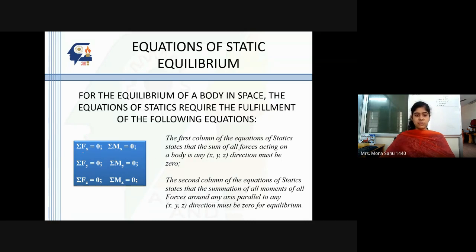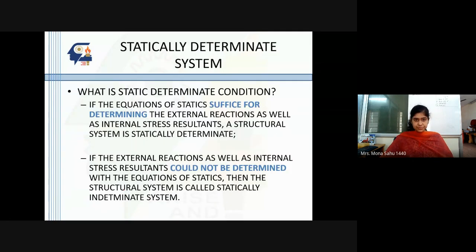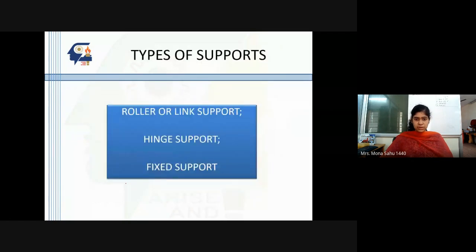Summation of all the forces in horizontal direction equal to 0. All the forces in vertical direction equal to 0. All the forces in z direction equal to 0. Similarly, moment about any point in the direction of x equal to 0, y, and sigma Mz equal to 0. So you guys know this. This we have already taught. I have already taught this last year.